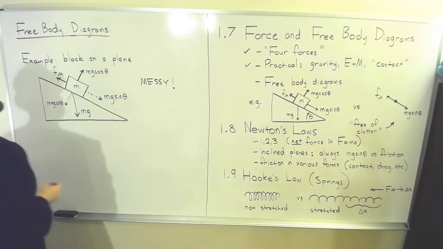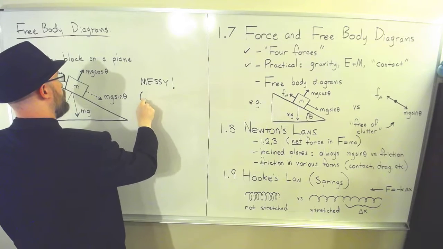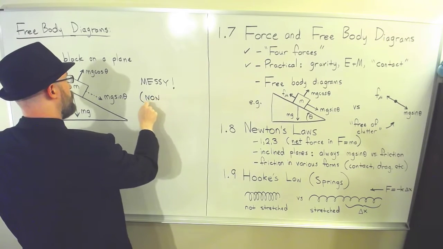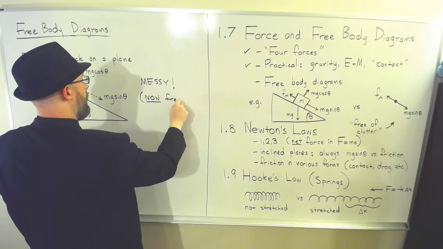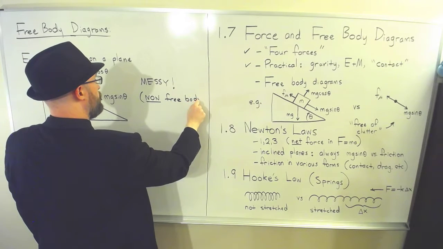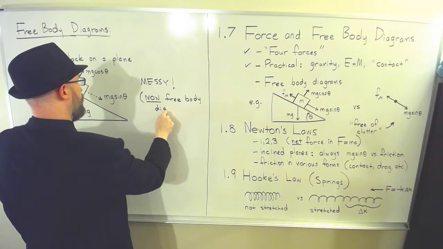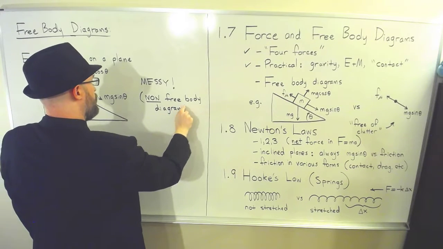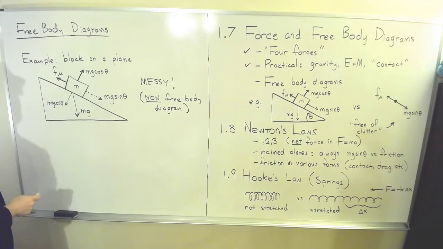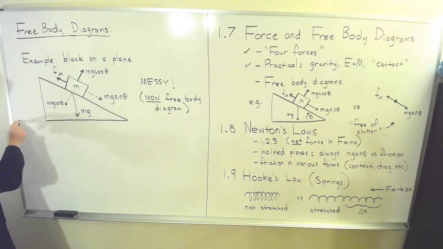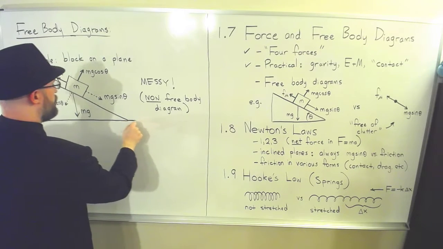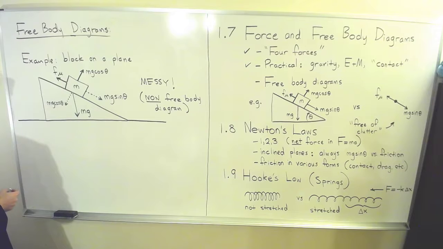And so this is sort of a prototypical non-free body diagram, because it draws a bunch of irrelevant stuff. And of course, you could draw more irrelevant stuff. I could have the surface on which the plane is sitting there. And I can draw any number of things in here.